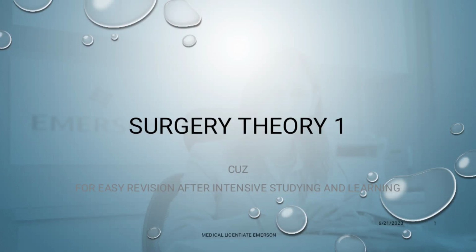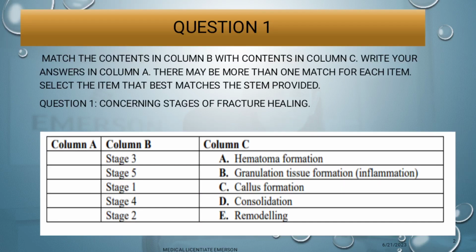So today we're going to talk about surgical theory 1. This is just for easy revision after intensive studying and learning. Let's start with matching contents, where you match the contents in column B with the contents in column C. Write answers in column A, and there may be more than one match for each item. Select the item that best matches the term provided.